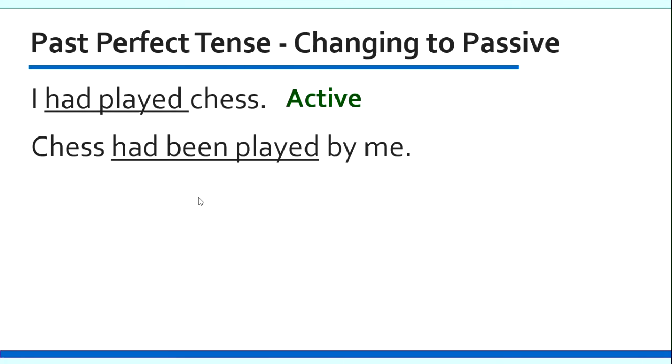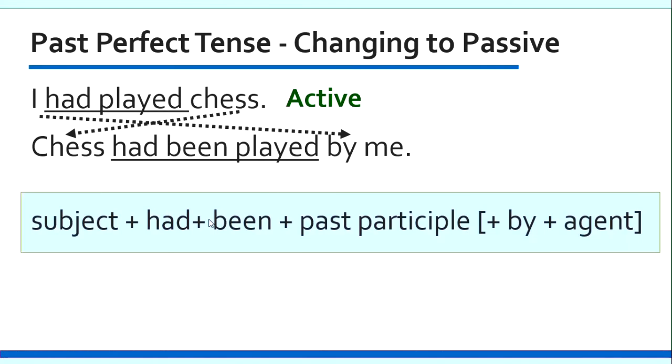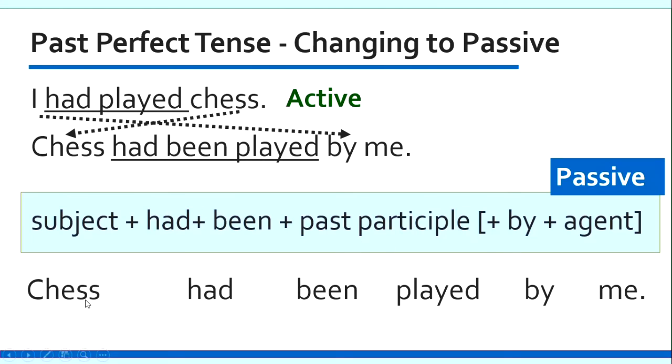And what did we do here? First, we interchange the subject and the object, and next we have also changed the verb form. And how did we change it? It is subject plus had plus been plus the past participle plus the optional part, which is by plus agent. And this is passive voice in past perfect tense. As we saw, chess had been played by me.